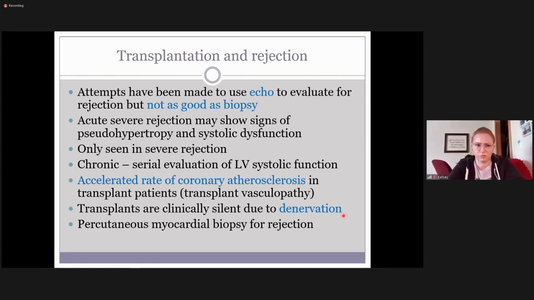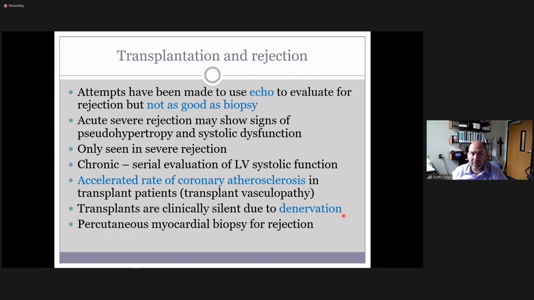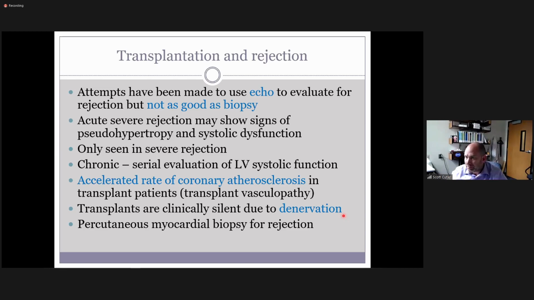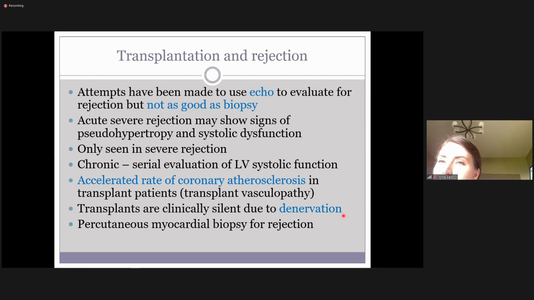Doppler? For rejection? Yep. From what we've talked about, what can we use in echo that will give us the earliest clue, seeing things happening earlier than any other technology? Wall motion abnormality? Yeah, so strain imaging, that's right. You could use strain imaging, it might give you an earlier clue that something's happened.